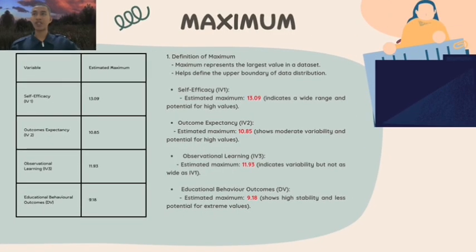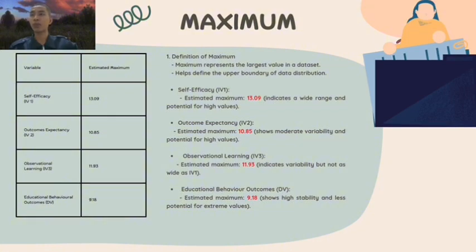The next is the definition of maximum. Maximum represents the largest value in a dataset. It helps define the upper boundary of data distributions. For self-efficacy, IV1, the estimated maximum is 13.09, which indicates a wide range and potential for high values. For outcome expectancy, IV2, the estimated maximum is 10.85, which shows moderate variability and potential for high values.